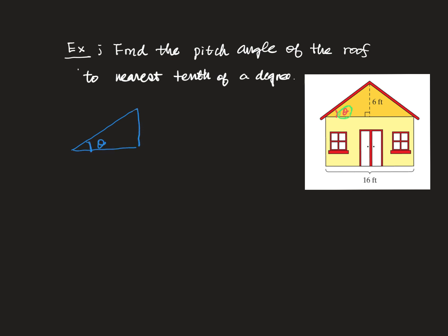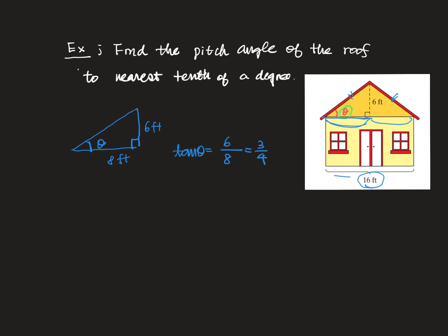I'm going to sketch the right triangle. Here is angle theta. Here is 6 feet. So we know the bottom is 16. This is the same, so this side should be 8 feet. How can we find theta? Which one are you going to use? This is opposite and adjacent to theta, so you can use tangent theta. Opposite 6, adjacent 8. Let's simplify. This one is 3 over 4.